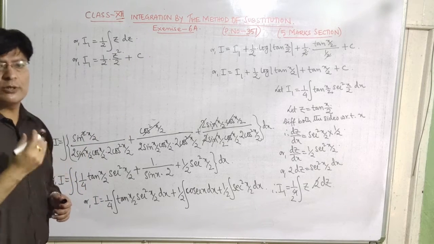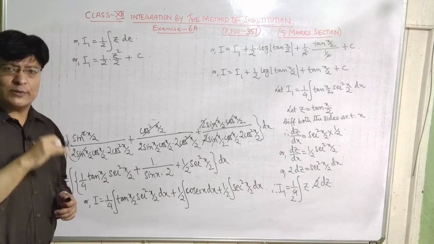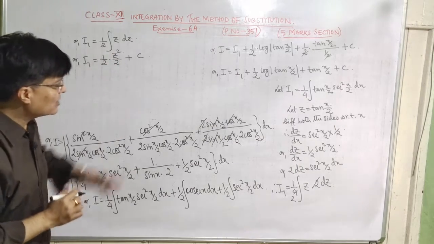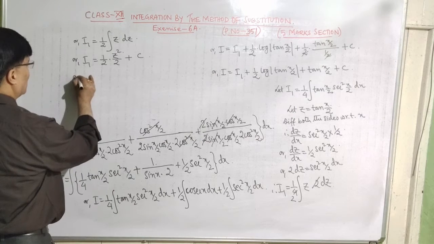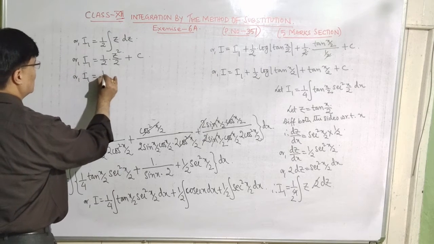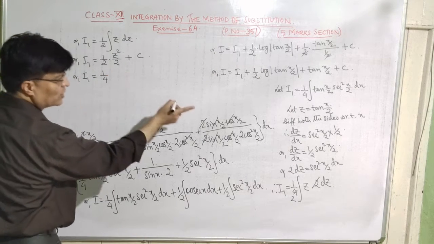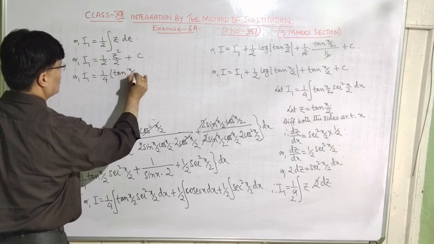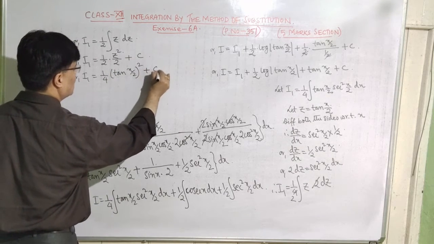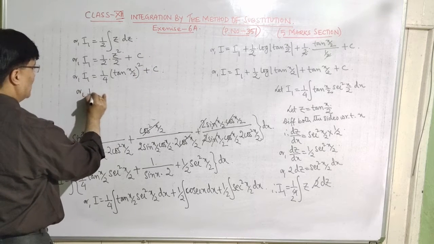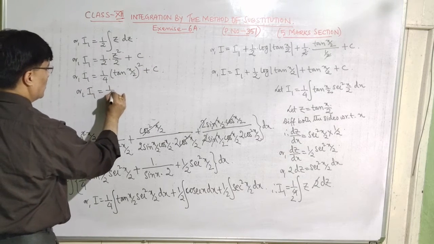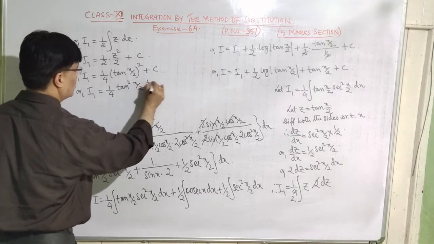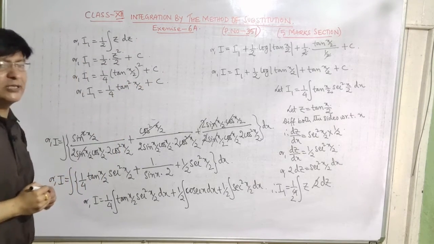What is integration of x to the power n? X to the power n plus 1 divided by n plus 1. So it is z square by 2 plus c. Let us put the value for z, or I1 is equal to, this is 1/4, 2 2s are 4. What is z whole square? That is tan x by 2 whole square plus c, or I1 is equal to 1/4 tan square x by 2 plus c. So this is the value for I1.